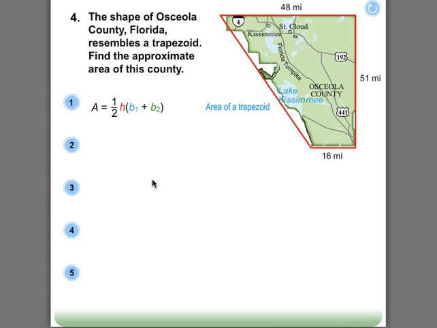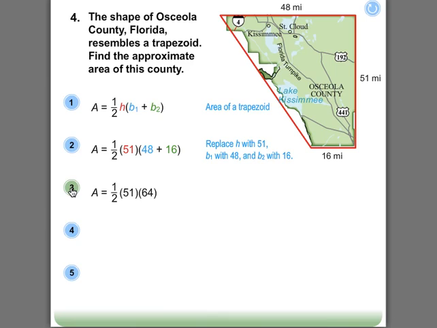I'm not positive. Okay, so area equals 1/2 the height times base 1 plus base 2. So we're going to fill in what we know. We know the height is 51, and we know base 1 is 48, and base 2 is 16. So the area equals 1/2 of 51 times 64.